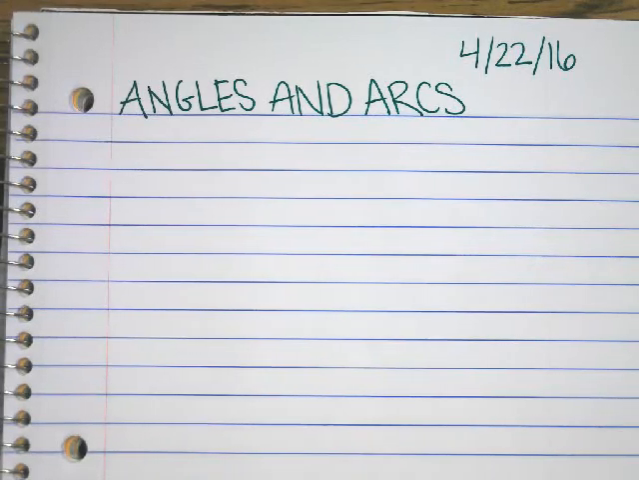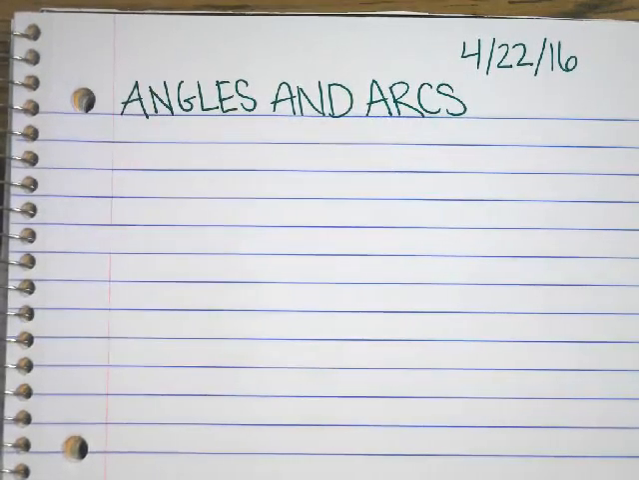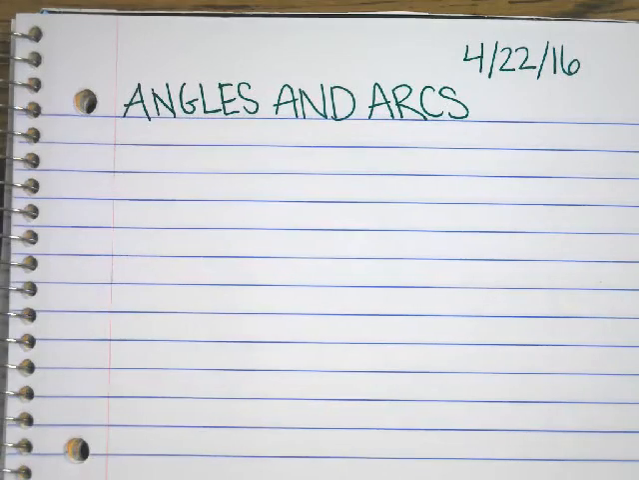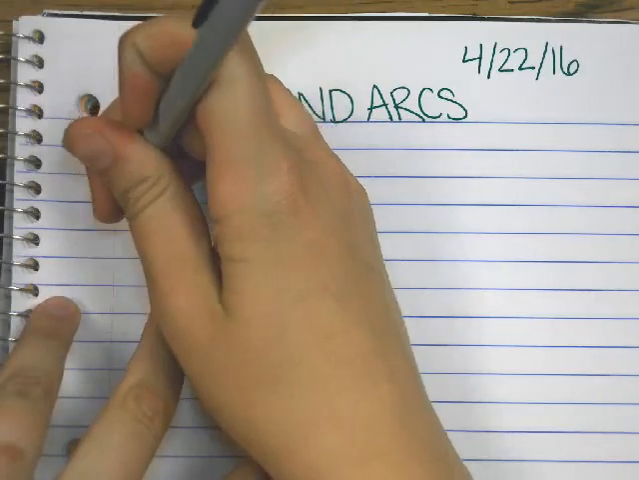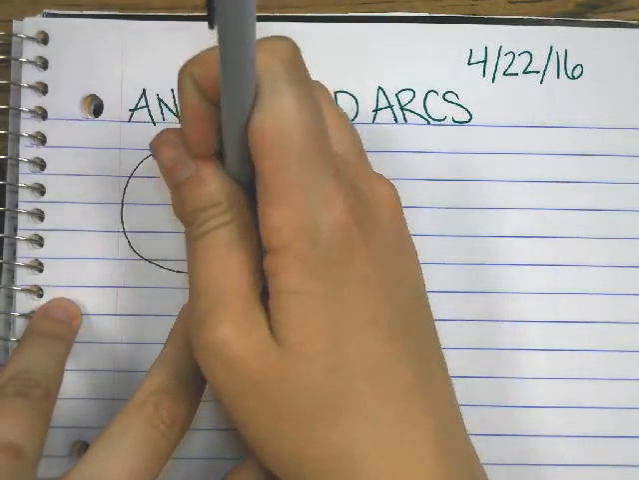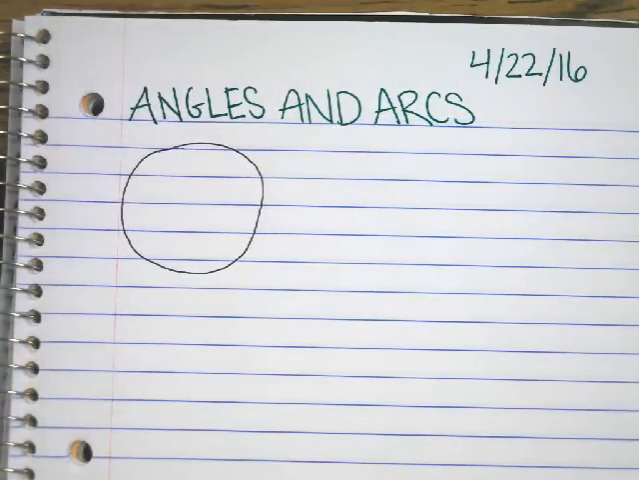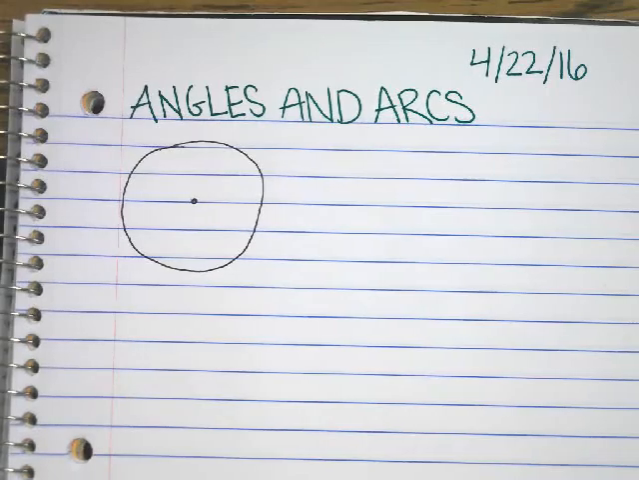Alright, topic number 2 for today is going to be angles and arcs. Once again, we are working with circles. Make sure that you get your title written down in your notes. And we are going to start off by drawing a circle. Alright, just do your best there. There's my circle. I'm going to mark the center of my circle, the dot in the middle there.